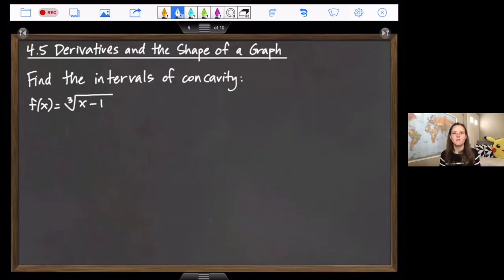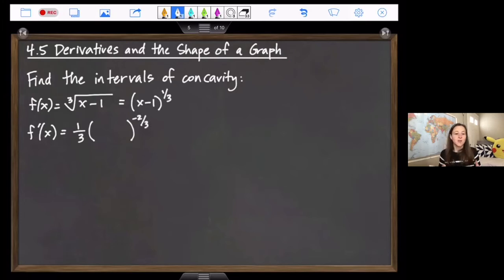All right, let's do one more example of finding concavity for a function. We've got the cube root of x minus 1, and we're going to find the second derivative. So let's rewrite this. We know as x minus 1 to the 1/3 and find some derivatives. So f prime of x, we're going to bring down that 1/3 exponent. We're going to subtract 1 from the exponent. 1/3 minus 1 is equal to -2/3.